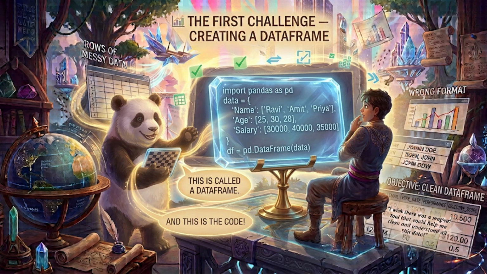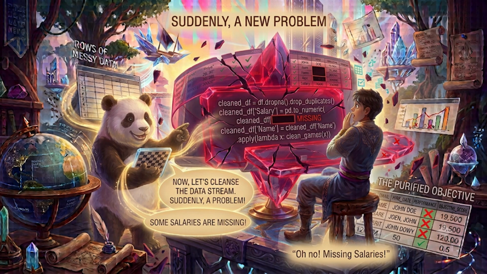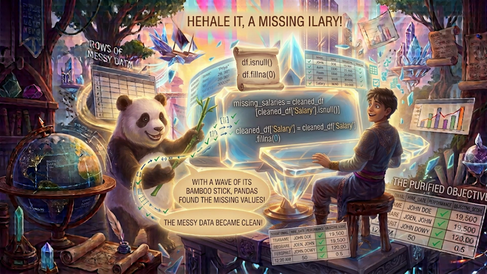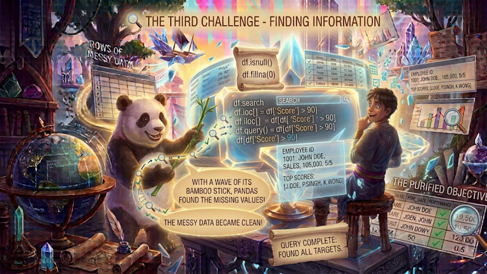The second challenge: cleaning data. Suddenly a new problem appeared. Some employee records had missing salaries. "Oh no," cried Ravi. Pandas smiled. "Don't worry, data cleaning is one of my special powers." With another wave of his bamboo sticks, Pandas found the missing values. Ravi learned how to use df.isnull and df.fillna. The massive data became clean.